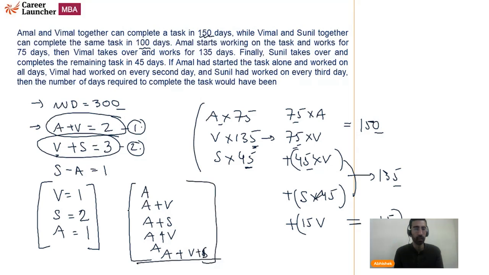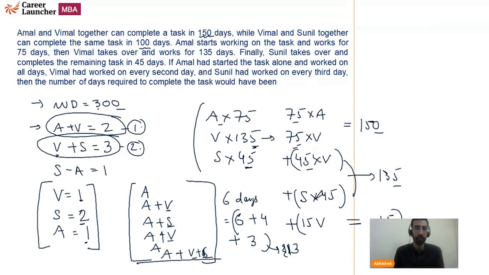So you can consider this in terms of cycles of 6 days of work, and you can check how much work has been done. Obviously, on all 6 days, A is working, so that's 6 units of work done by A. S has worked out of these 6 days for 2 days, so that's 4 units of work. V has worked for 3 out of the 6 days, so that's 3 units of work. So every 6 days, 13 units will be done.